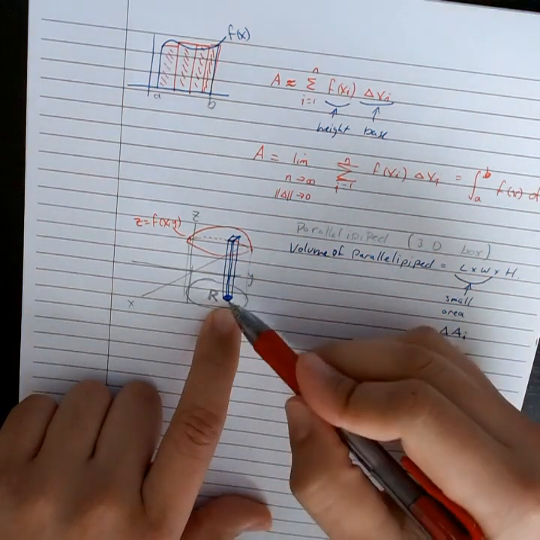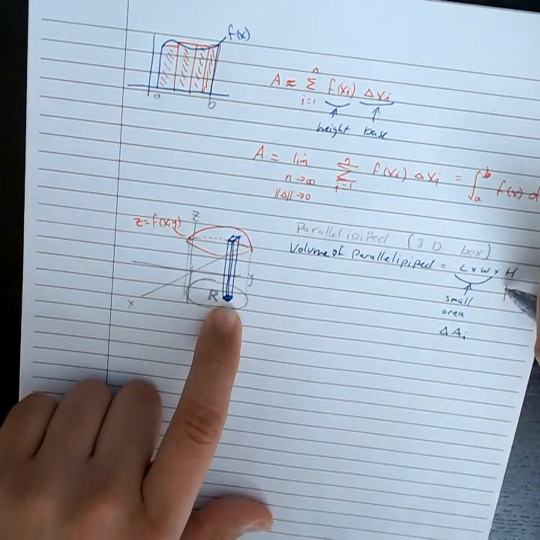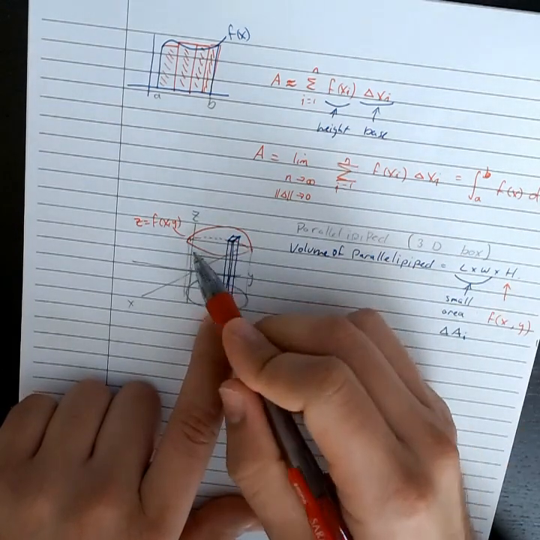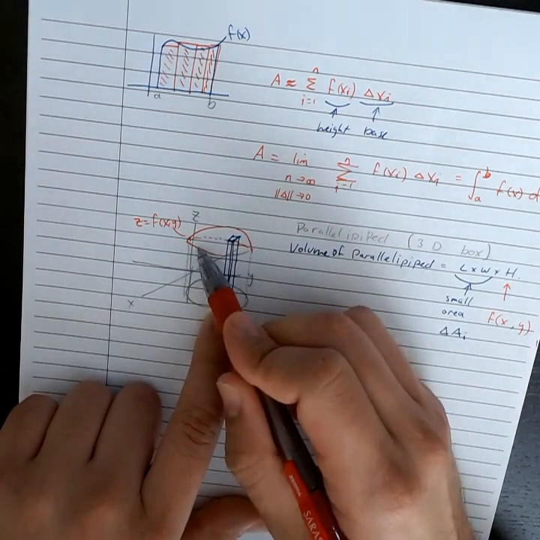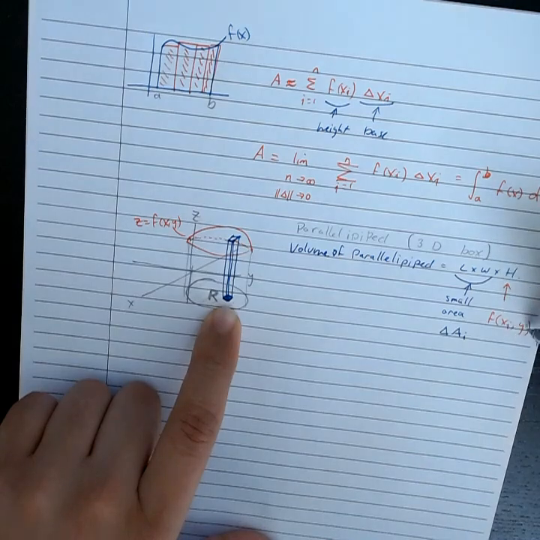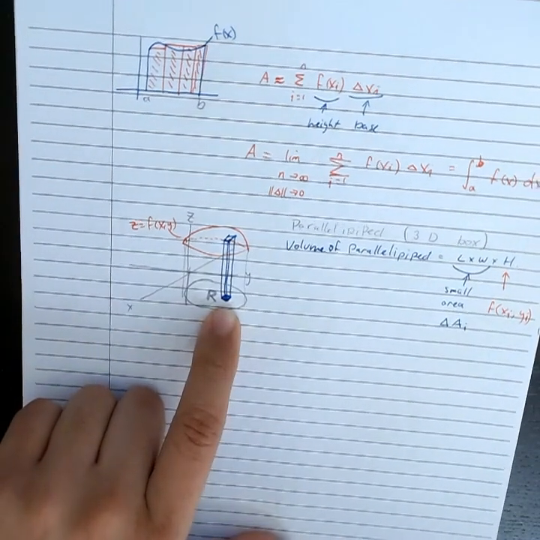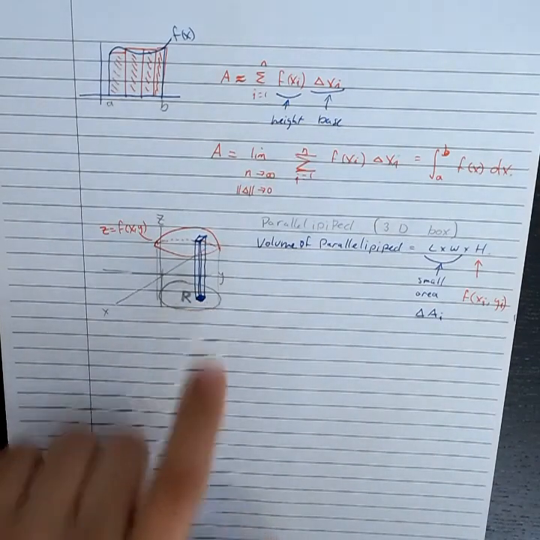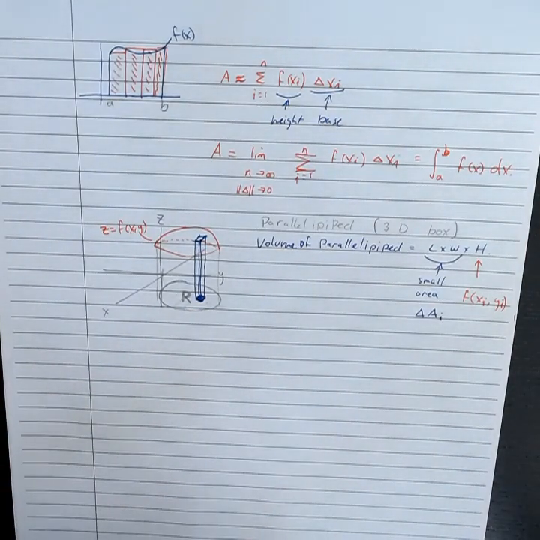So while this is my little area, this right here is the height of my rectangle, which is an f of x comma y. Well, again, there's going to be different ones. There's one here, but there's going to be one for this rectangle and one for this rectangle, and so forth and so on. So here I'm going to go ahead and index them. That's f of x i, y i, for that one in particular. Okay, so that's the volume of a parallelepiped.